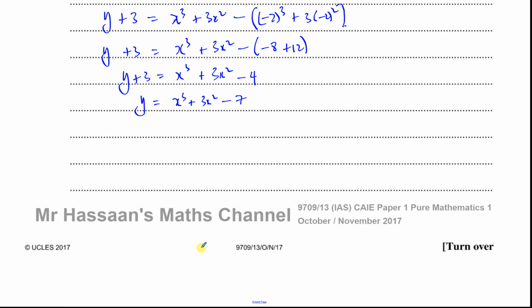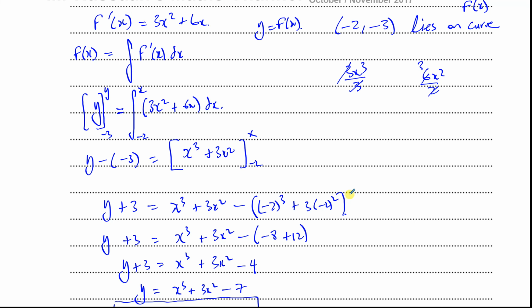So that is our equation for f of x. We say f of x is equal to x cubed plus 3x squared minus 7. Right? That's a nice way of doing it without having to put plus c. And of course, we can do it in the normal way, which I'll do over here. I'll just make a bit of space for it.